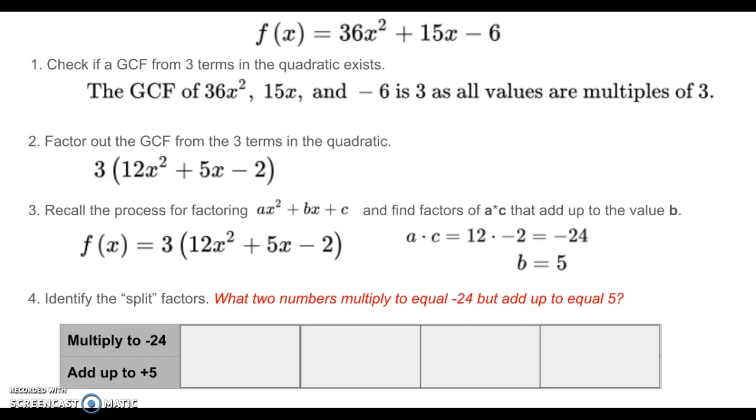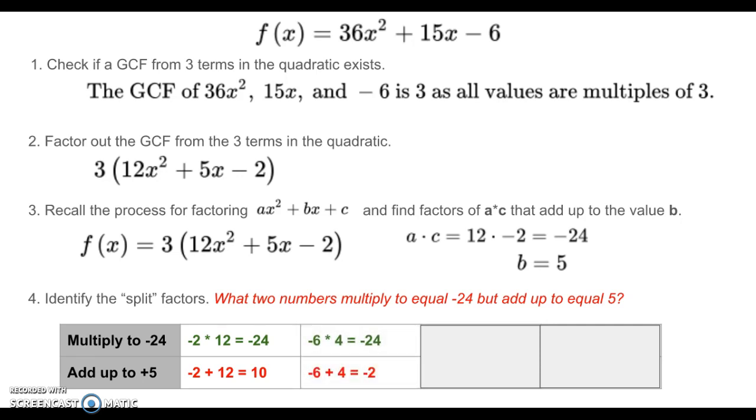Start to think of some factors. You can think of some right off the bat, maybe negative 2 times 12. Yes, those multiply to be negative 24, but adding those values together gives you 10. So let's try some more. Maybe negative 6 times 4. Again, those do multiply to be negative 24, but unfortunately those add up to be negative 2. So let's try another set.